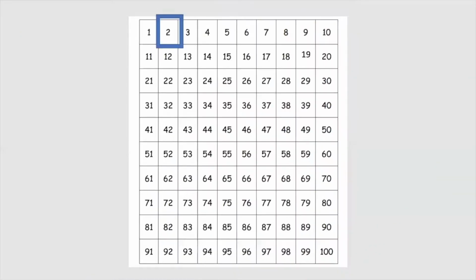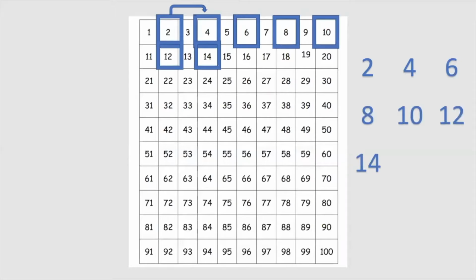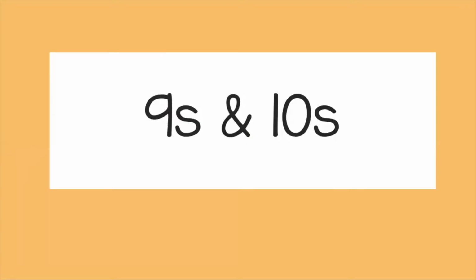Remember, we start with the number 2, then we hop 2 spaces. So that means we skip over one number to get to the next one we say: 4. Start back at 2 and count by twos with me. Ready, go. 2, 4, 6, 8, 10, 12, 14, 16, 18, 20, 22, 24, 26, 28, 30.